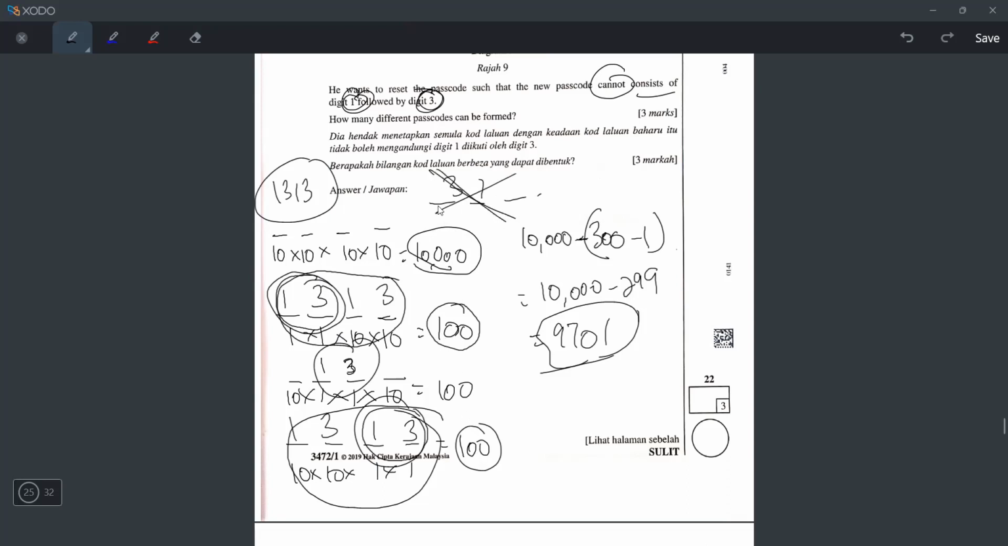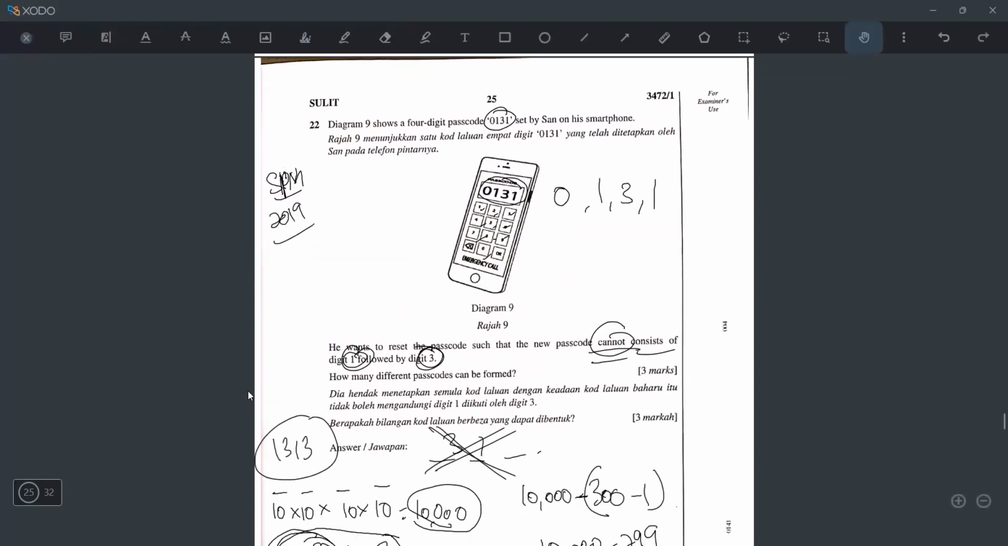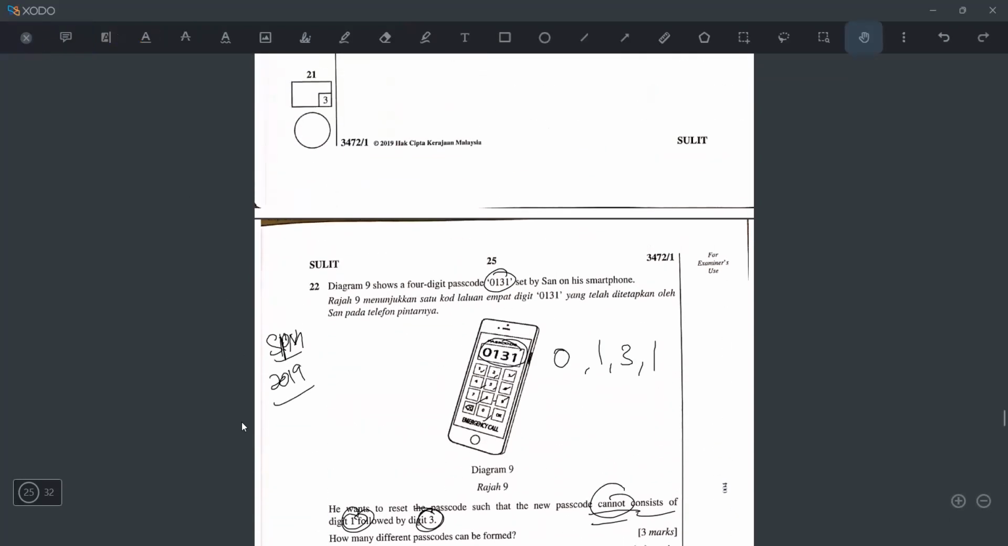Okay, we will not do 3 followed by 1. We will just do 1 followed by 3, and then take 10,000 minus that, because they say it cannot consist of 1 followed by 3. And that's the answer. Okay, but I want to explain using the other way. The other way is like this.